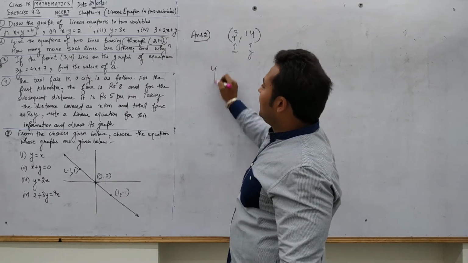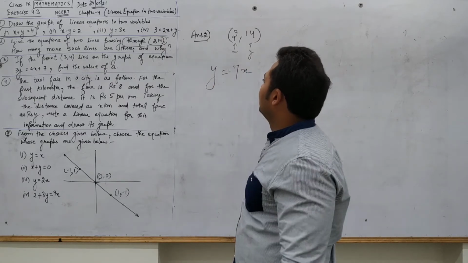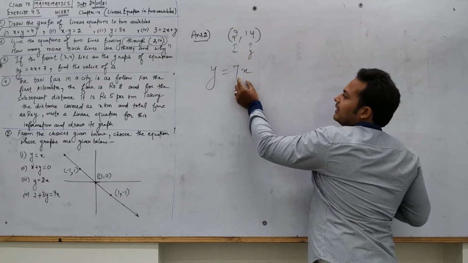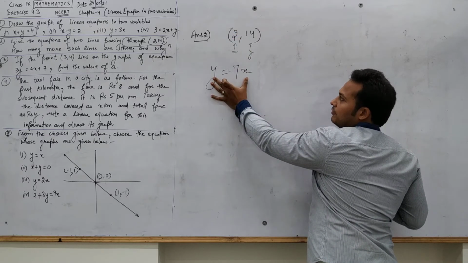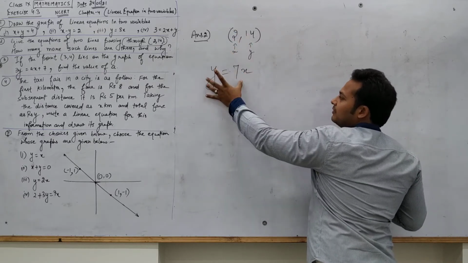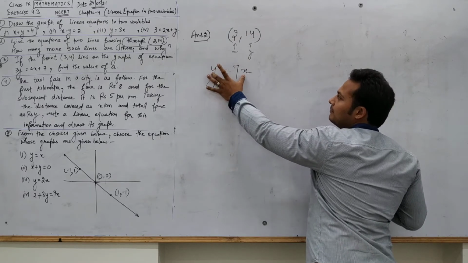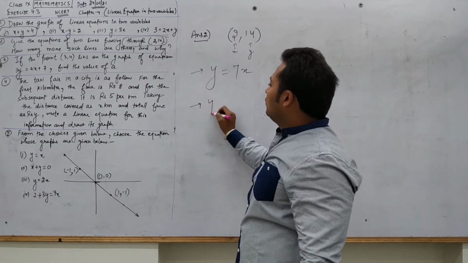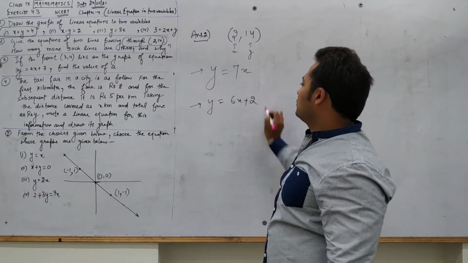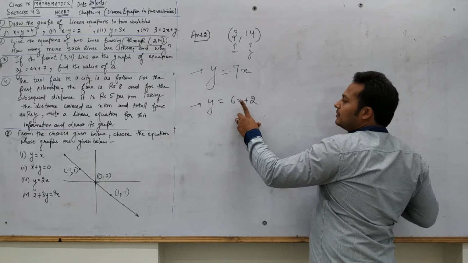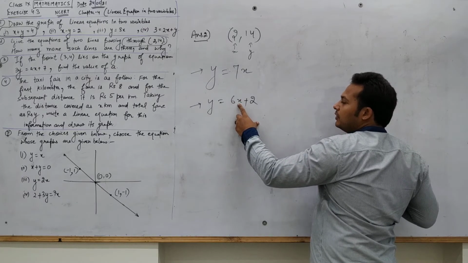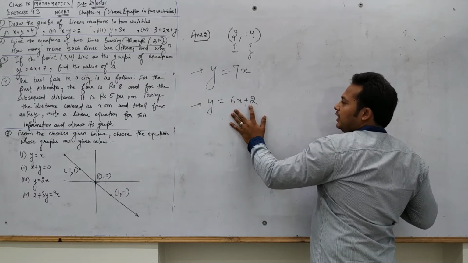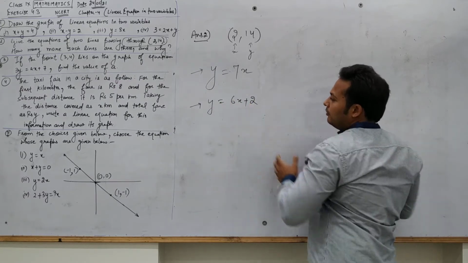So it can be y equals 7x. Whenever you put x equal to 2, you get 7 twos are 14, which is the value of y. So 2 comma 14 will satisfy this equation. It means that this line passes through this point. Furthermore, you can also take y equals 6x plus 2. When you put x equal to 2, 6 twos are 12, 12 plus 2 is 14, so the value of y will be 14.